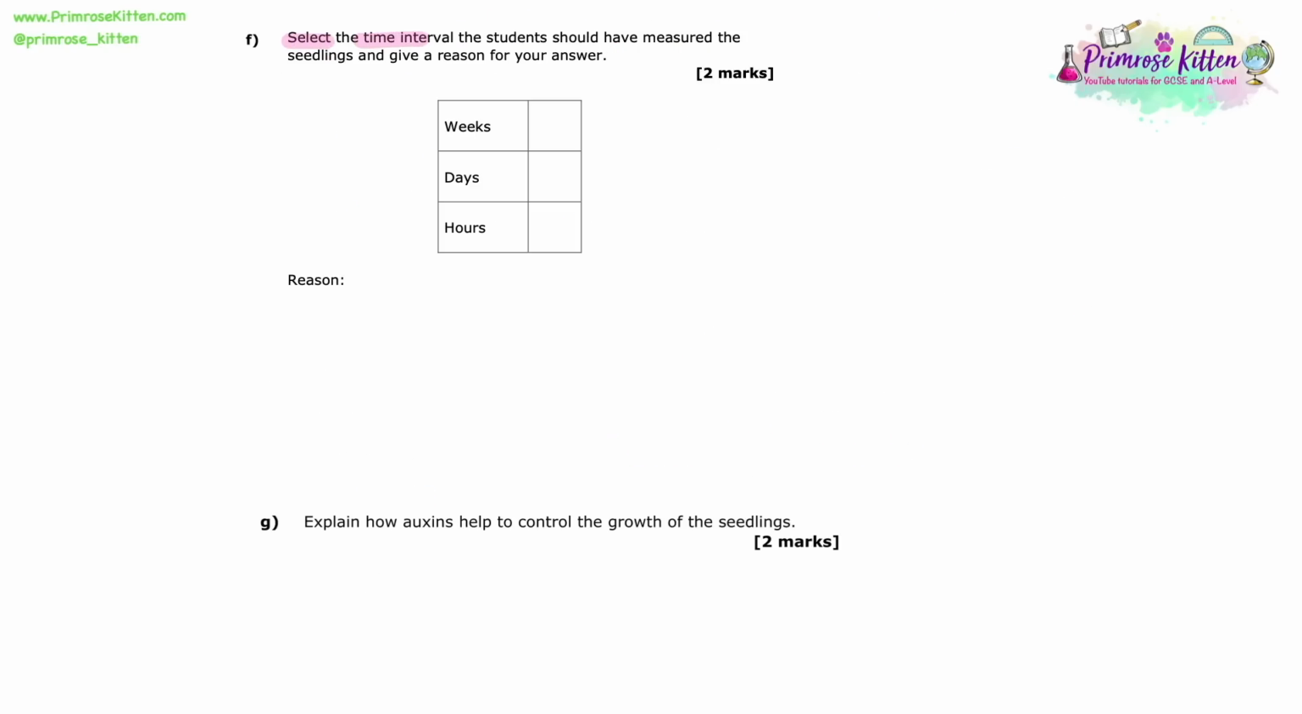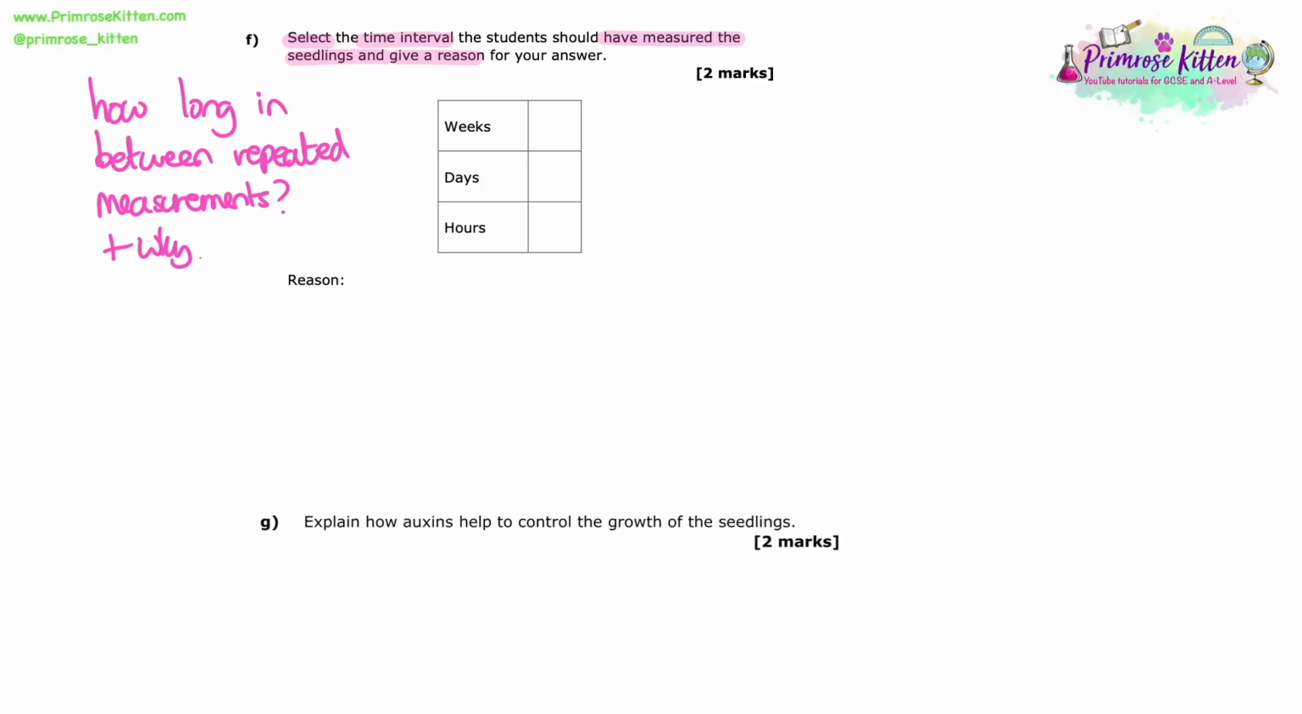Select the time interval the student should have measured the seedlings and give a reason for your answer. So it's really asking how long in between repeated measurements should the students have left it, and then the reason why. So weeks would be too long. There would have been loads of growth happening between weeks that you would have missed. But hours is the opposite, it would have been too short.